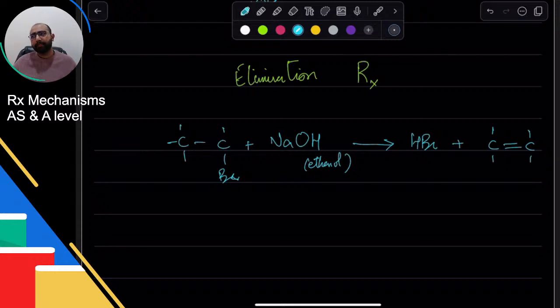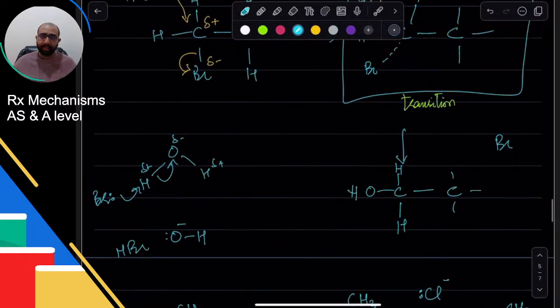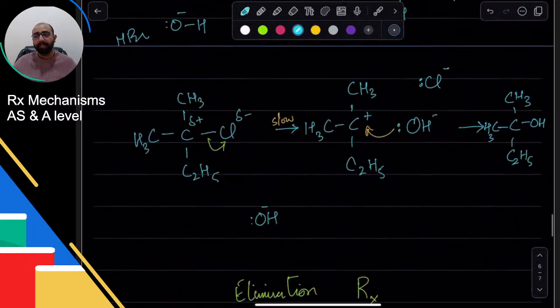Next question is it possible to substitute OH with anything? We added OH everywhere here, right? Is it possible to replace OH with something else?